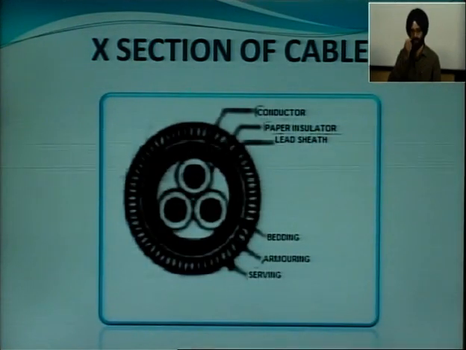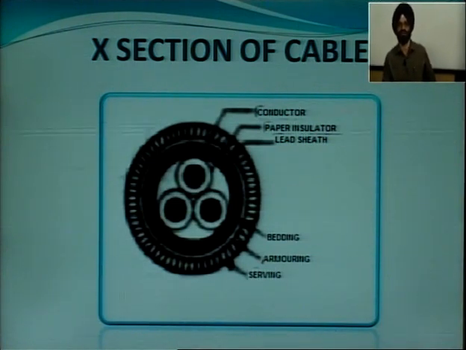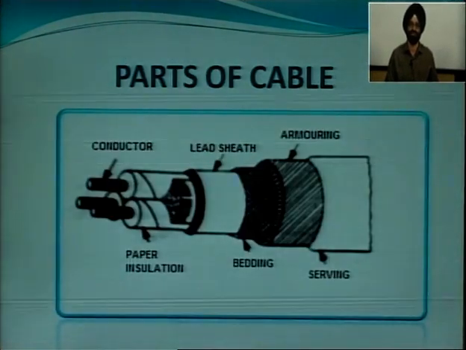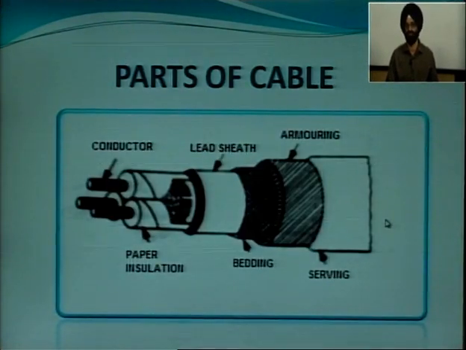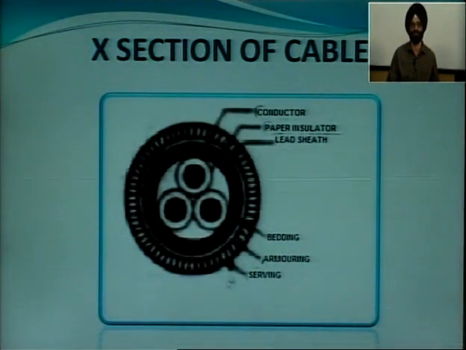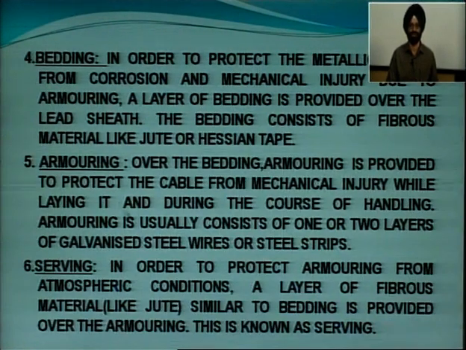So this is again a cross section view of a cable. Again you can see this is the front view and this is the sectional view of the cable. So all the conductor, paper or insulating paper, lead sheath, bedding, armoring, and then we have serving.